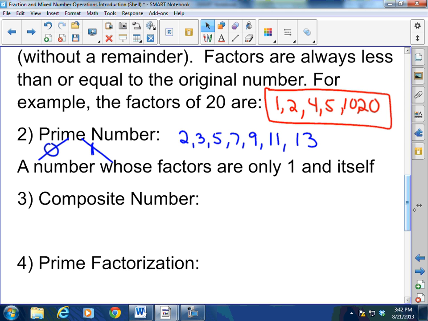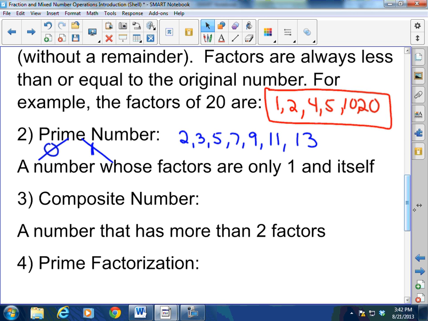Now what's the opposite of prime numbers? Composite numbers. Composite numbers are numbers that have more than 2 factors. For example, the number 9. 9 has the factors of 1, 3, and 9. So being that it has more than 2 factors, it is called composite.